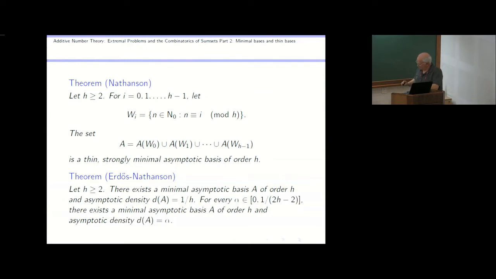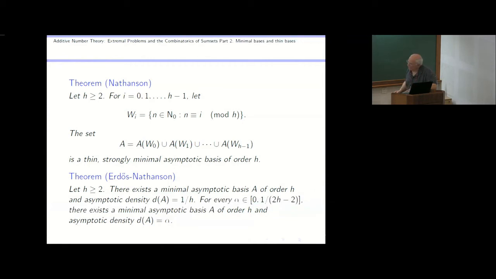So there's a construction with Erdos that says the following. For any h greater than or equal to 2, these are all constructions in some sense, there's a minimal asymptotic basis of order h with density 1 over h. So there's a minimal asymptotic basis of order 2 with density 1/2. And in fact, for every alpha between 0 and 1 over 2h minus 2, there's a minimal asymptotic basis of order h with density alpha. So in particular, if h equals 2, this is just 0 to 1/2.